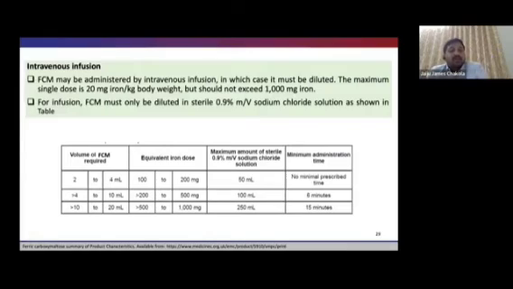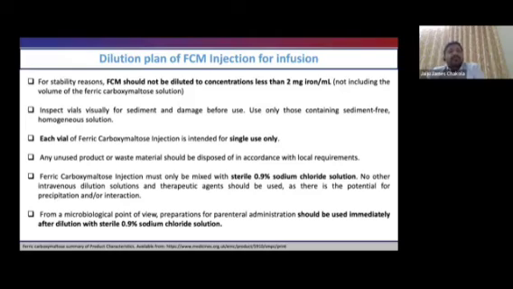FCM may be administered by intravenous infusion, in which case it may be diluted. Single dose should not exceed 1000 milligram of iron. FCM must only be diluted in 0.9% NaCl, like we mentioned earlier. And the dilution plan of FCM injection for infusion: for stability reasons, FCM should not be diluted to a concentration less than 2 milligram of iron.